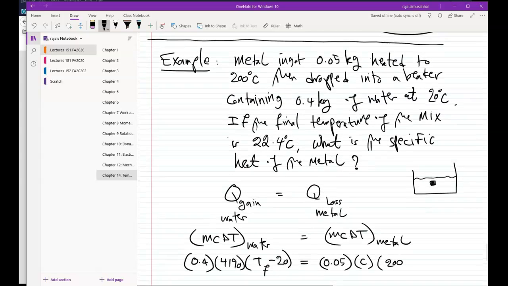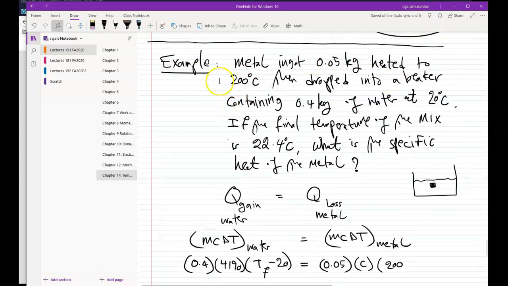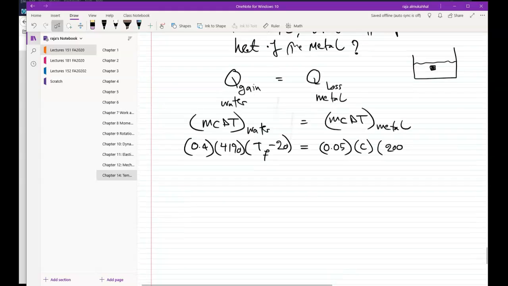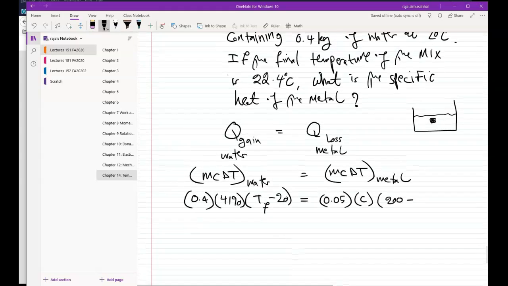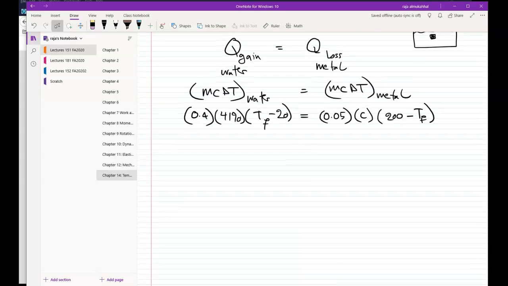This is what he said, look. He said heated to 200 degrees Celsius, and what happened to it? It cooled off, so it lost. So it's going to be 200 minus the final. The final is right here, 22.4. Let me just call it T final. And then all we need to do now is plug in the T final and solve for C.